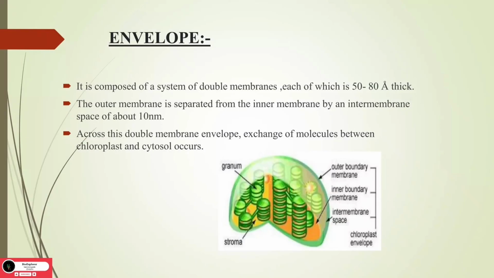This slide represents the structure and characteristics of the chloroplast envelope. The chloroplast envelope is a double membrane system, each membrane 50 to 80 angstrom thick, and the outer membrane is separated from the inner membrane by an intermembrane space of about 10 nanometers. Across the double membrane envelope, exchange of molecules between the chloroplast and cytosol occurs.